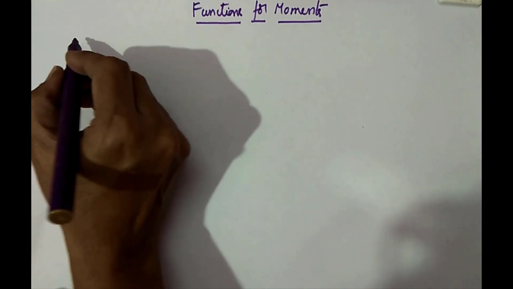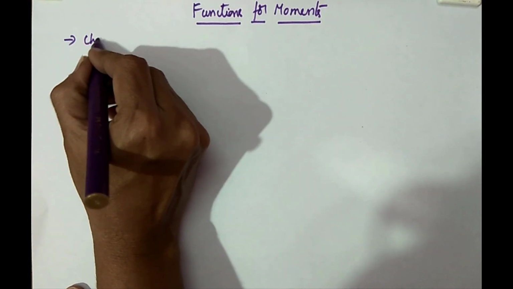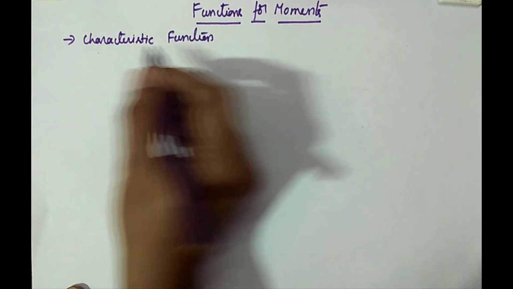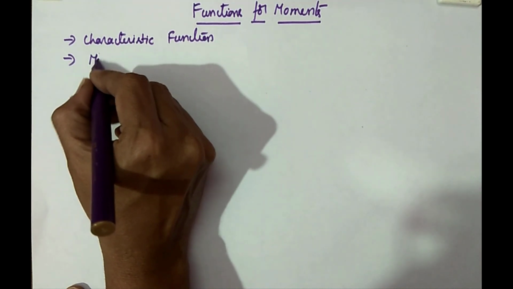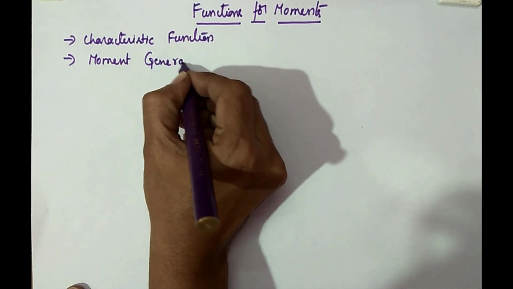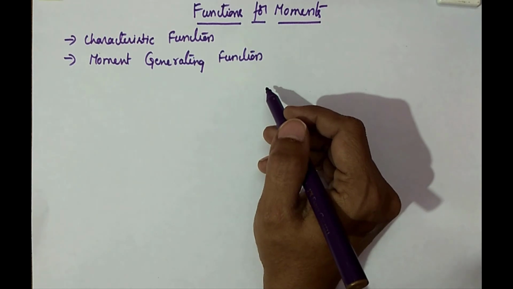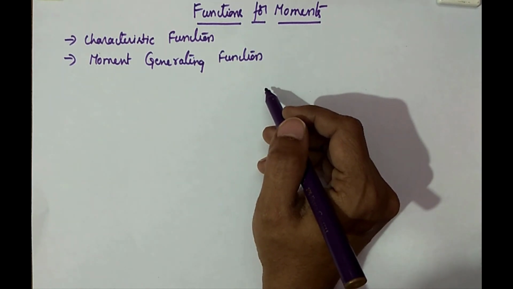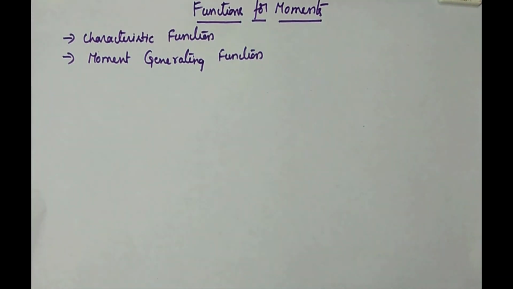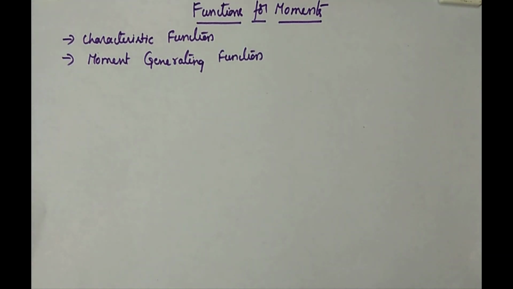The two functions are, the first one is the characteristic function and the second one is the moment generating function. These two functions are used to find moments of any order. And why are we going for these functions for moments, when we already have the direct formulas? The thing is, with these concepts, we can find the moments in an easier way.